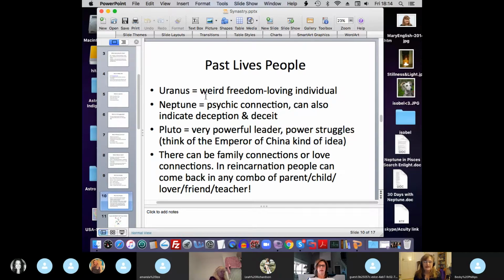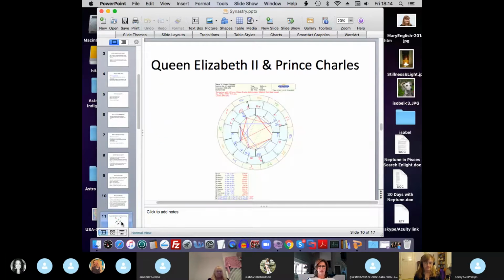Uranus is something weird, like a freedom-loving individual. Neptune is a psychic connection and can also indicate deception and deceit. Pluto, as I mentioned earlier, very powerful leader, power struggles. Just think of the Emperor of China kind of idea. So there can be family connections or love connections. In reincarnation, people can come back in any combo of parent, child, lover, friend, teacher.